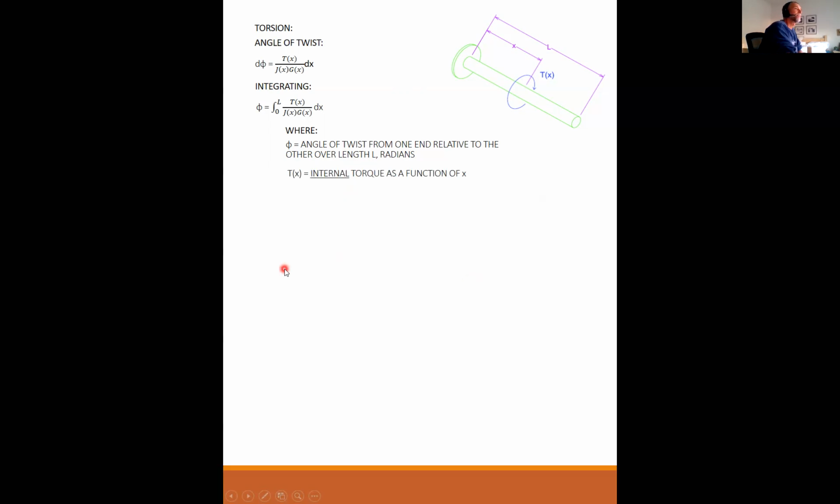T sub x is the internal torque as a function of x. I underlined that because that becomes a source of confusion. This is not necessarily the applied torque, it is the internal torque. I'm going to get back to that a little bit later. We're going to talk about internal torque, but this is an internal force in the member due to external forces.